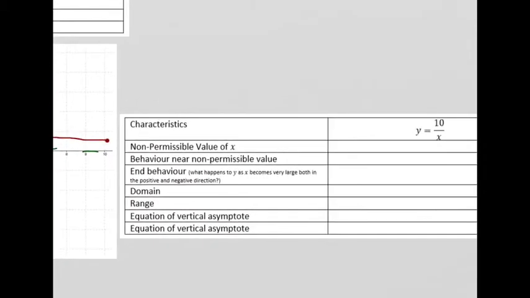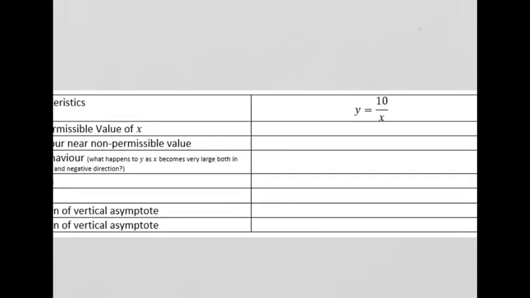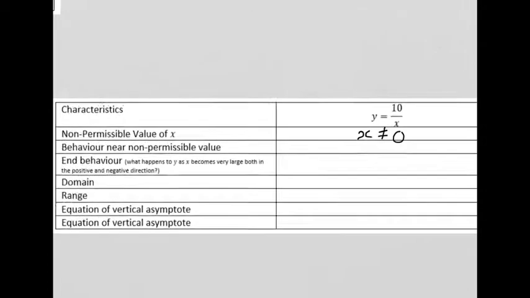Let's define some of these characteristics for our function. Non-permissible values of x. What can x not be? 0, right? We can't divide by 0. That was pretty obvious from our table, right? We tried dividing by 0 and we got an undefined value.